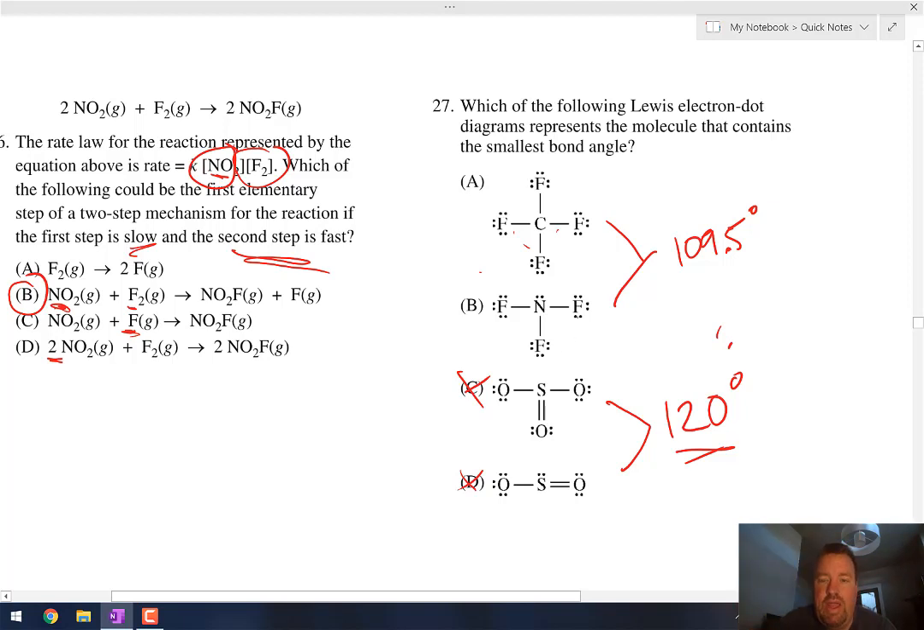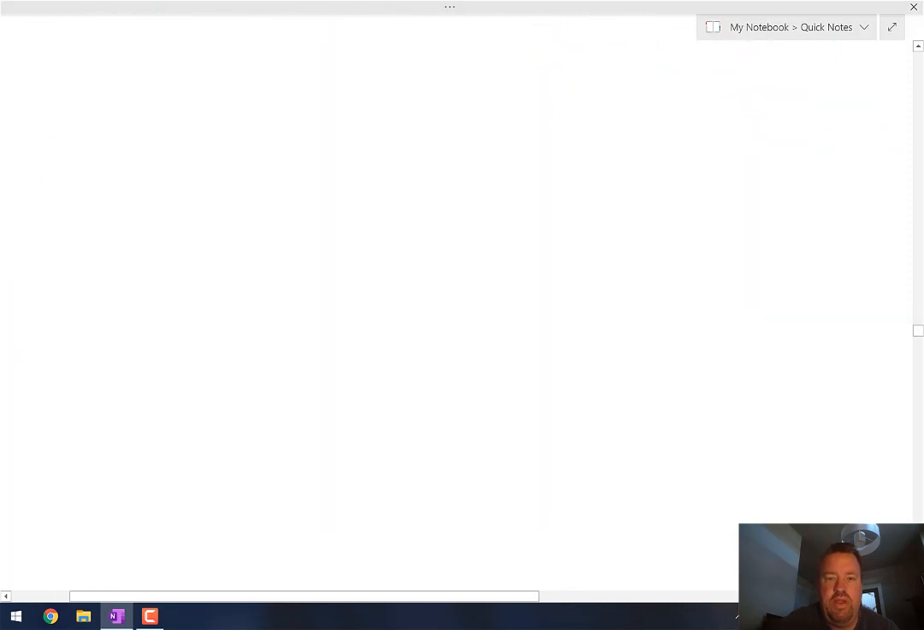Now between A and B, which of those two is going to be the smallest? This lone pair here, remember, increases the electron repulsion and pushes those bonds a little bit closer together. So this one is slightly less than 109.5, where this one is a true 109.5. So B is the correct response there.